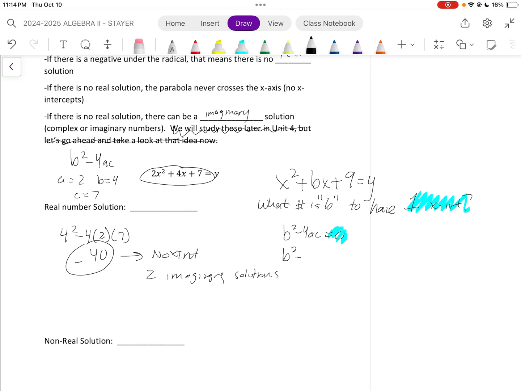So b squared minus 4 times 1 times 9 equals 0. B squared minus 36 equals 0. Again, multiplying those together. I can move the 36 over, and it looks like b could be two numbers. B could be 6, or it could be negative 6, right? Both of those ideas actually do work out.